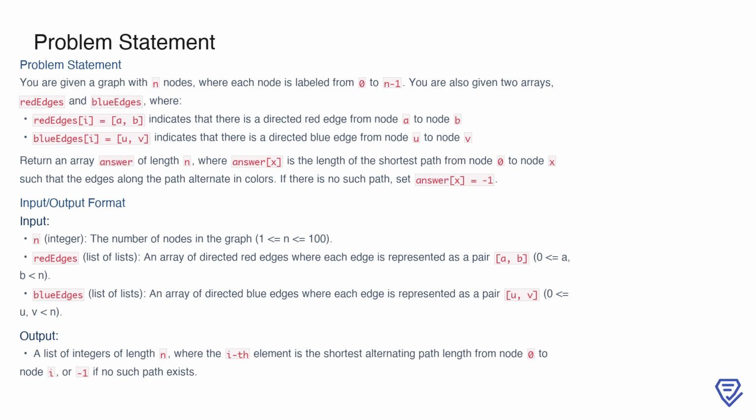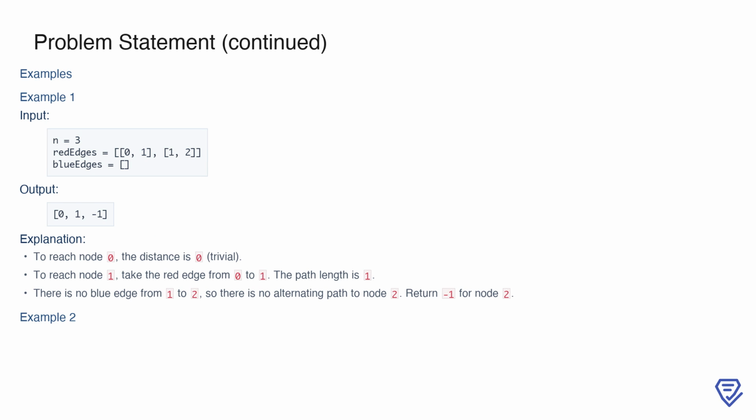The input includes the integer n for the number of nodes, the red edges array, and the blue edges array. The output is a list of integers representing the shortest alternating path lengths for all nodes. To better understand the problem, let's go through a few examples.